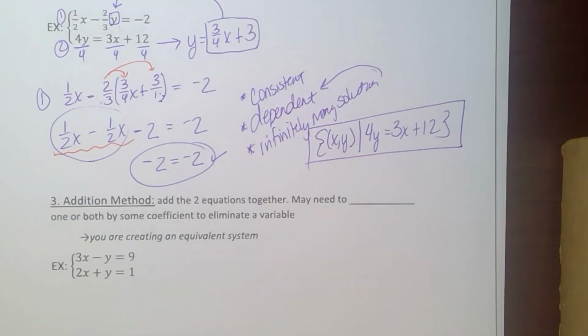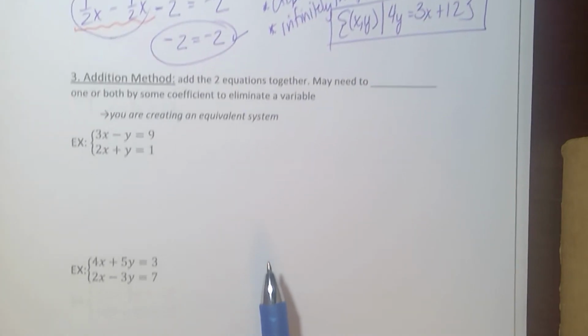Okay, so we've solved two systems that were consistent with a single solution, independent. We solved one system that was inconsistent, had no solutions, and we solved one system that was dependent, had infinitely many solutions. Now let's look at the addition method.